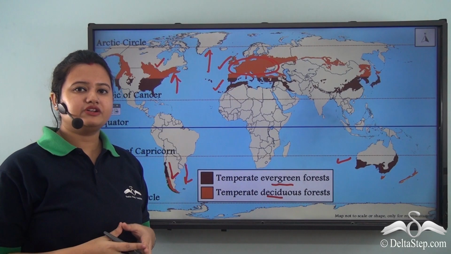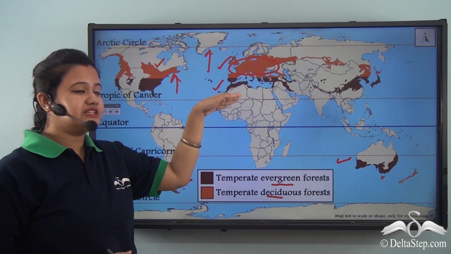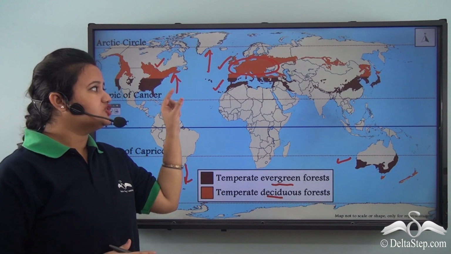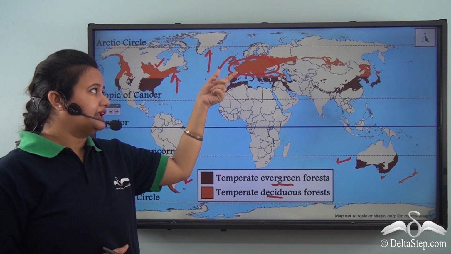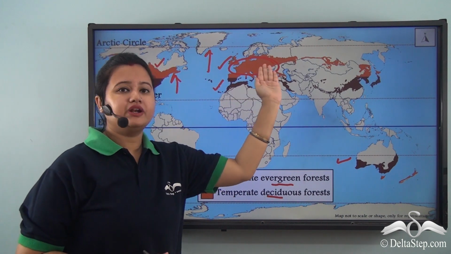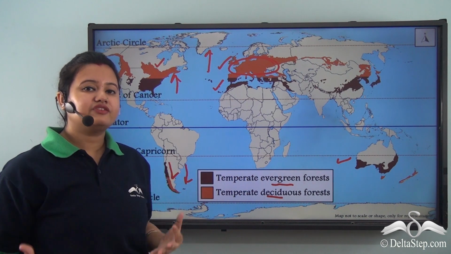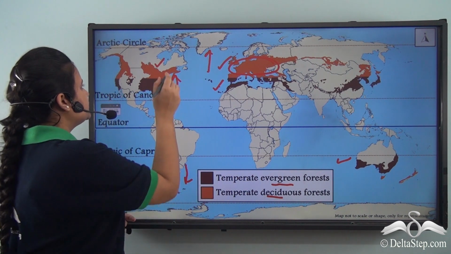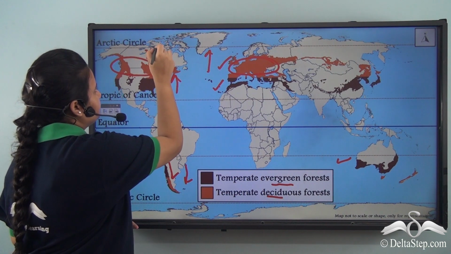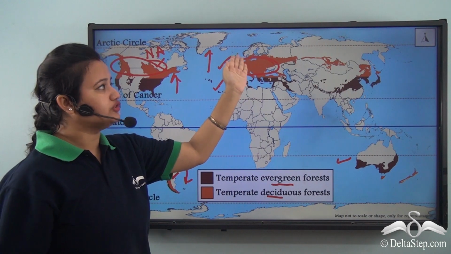So in the temperate region, we can find two types of vegetation, evergreen forest and deciduous forest. The evergreen forests are found just beyond the tropics, and the deciduous forests are found in the mid-temperate region. Now this type of vegetation is found in several continents, and it includes some countries of North America. It covers a major portion of Europe.